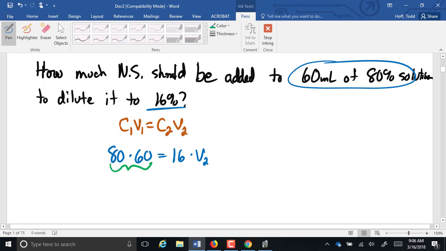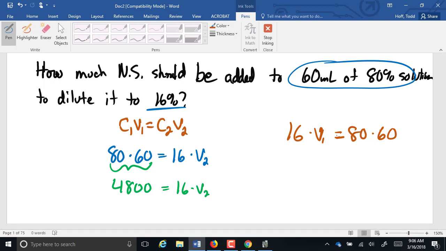So now we go to solve. 80 times 60 is 4,800. Well, you could have done 16 as V1 and 80 times 60. If you switched it around and did volume times concentration, that's fine as long as you do the same for both, as long as it's consistent.